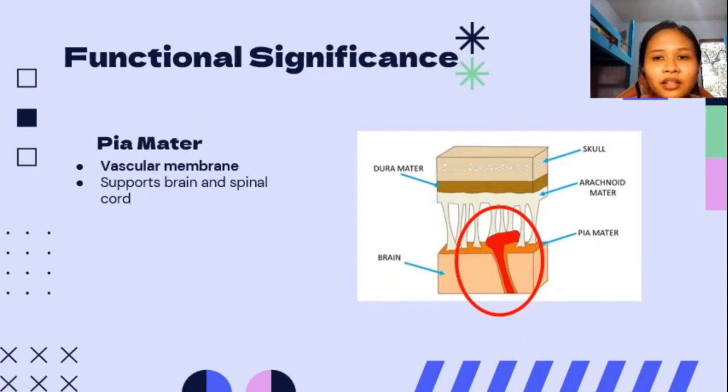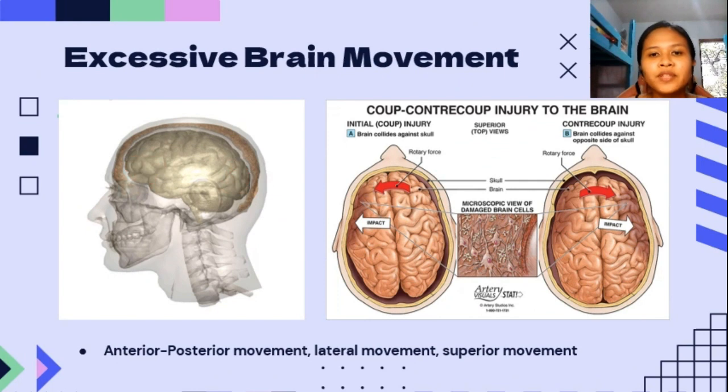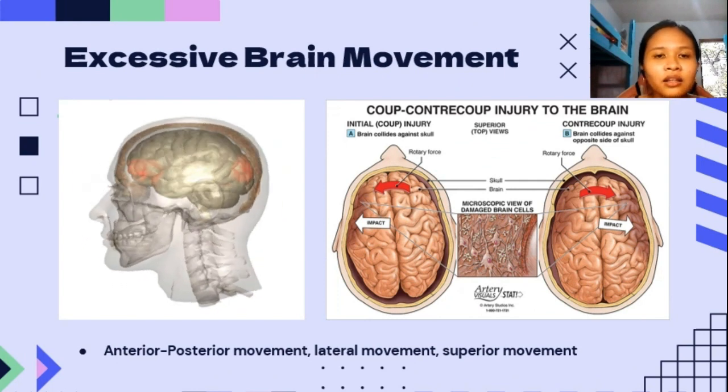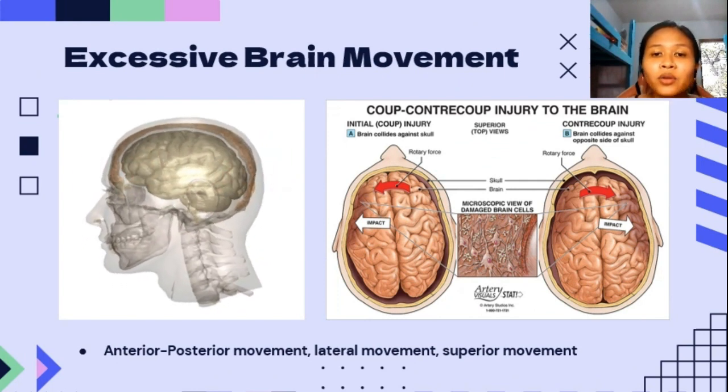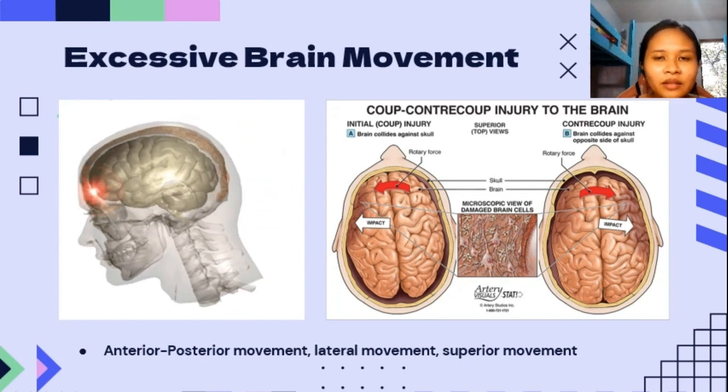The pia mater is a vascular membrane and it is perforated by numerous blood vessels which support the brain and spinal cord. Now, what happens if the brain moves excessively around the skull? First, let's see how different bodily movements affect the position of the brain.